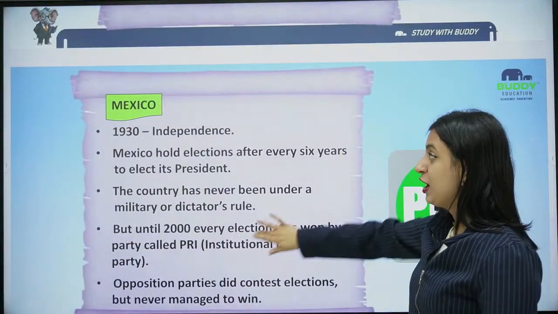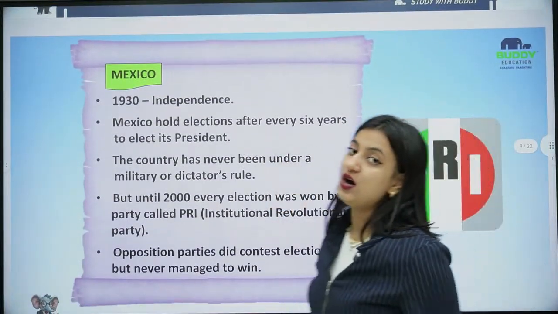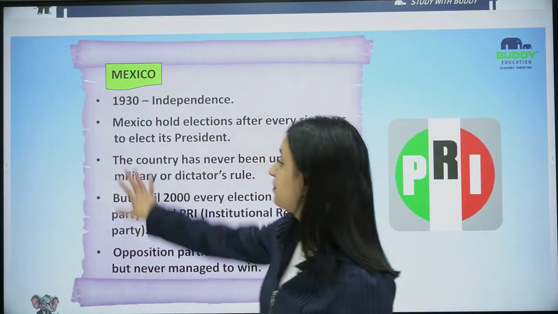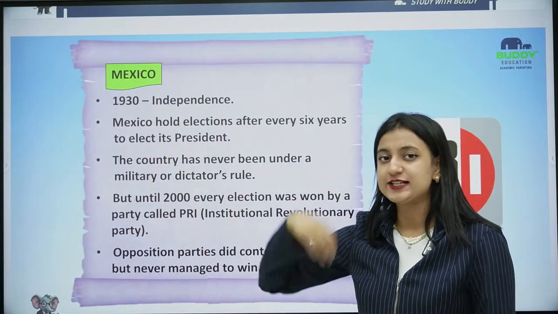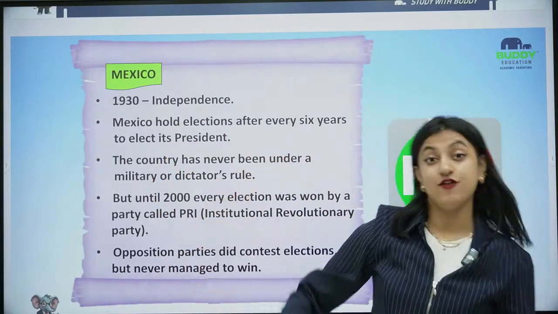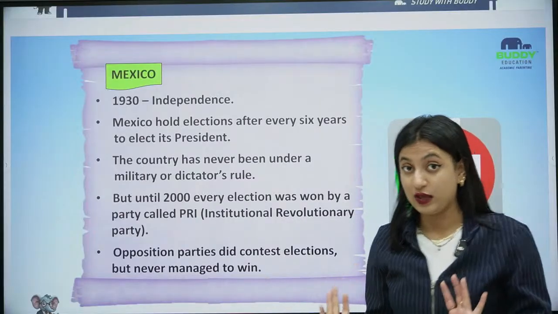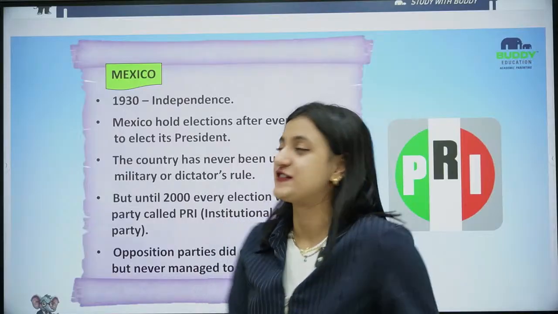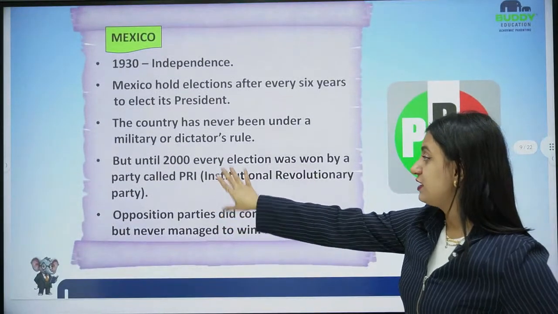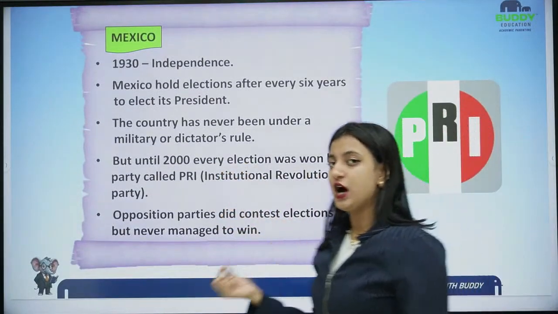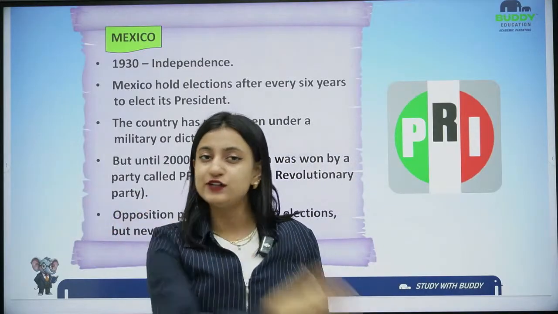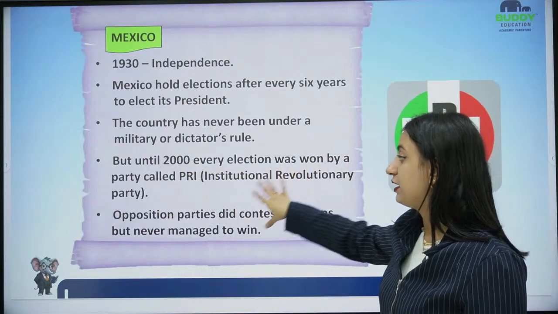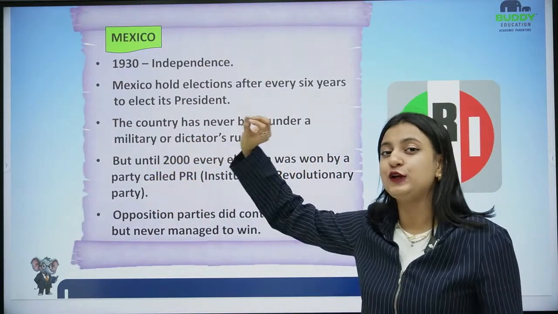We have another story. So now there's a country called Mexico which earned independence from Spain in 1930. Now what happens, there's a party in Mexico that holds elections and elects the president. Now that country has never been under a military or dictator rule. Okay, this disclaimer is given to us because what's about to come in the next part is interesting. But until 2000, every election, magically, all the elections are won through one party and only that party always wins.